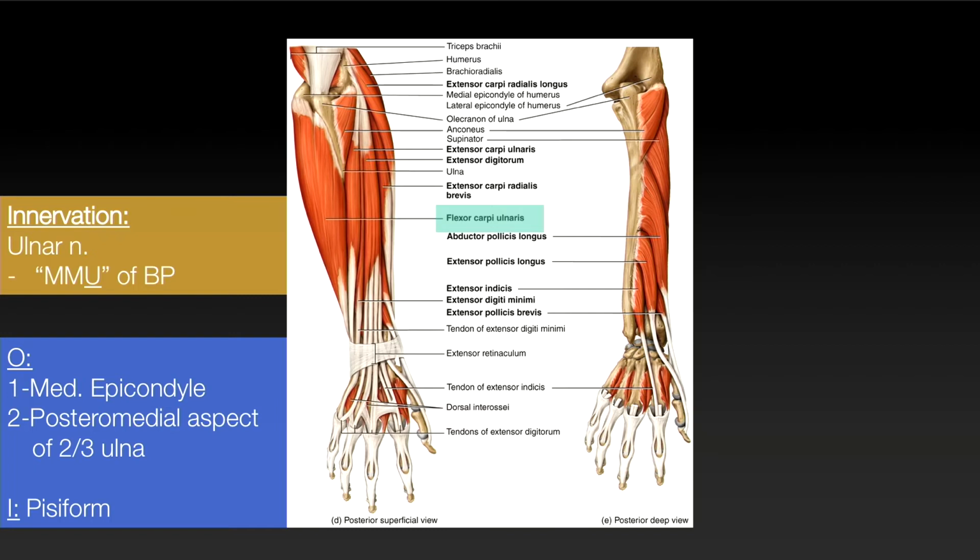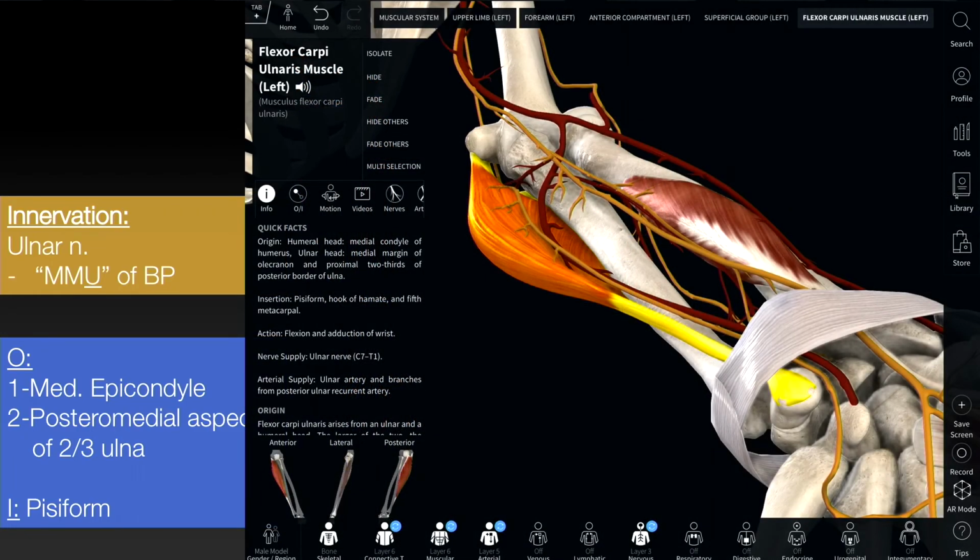Very large muscle belly. If you feel your forearm, that's what you're feeling on the medial side. So it also arises, we've seen a few of these muscles, from the medial epicondyle. And this is medial. This is the right arm, posterior view. So the body of the skeleton's over here. This is the medial side. And the posterior and medial aspects of the ulna.